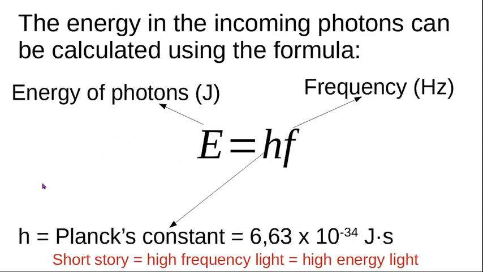So when we do things, obviously this is physics, we need to be able to do calculations. So we use this formula, E equals hf, okay, and this E is the energy of the incoming photons in the light. It is equal to Planck's constant, which you will find on your data sheet, times the frequency of the light. So the short story is the energy is proportional to the frequency. Okay, so if you have a high frequency light, you have a high energy light. If you have a low frequency light, you have a low energy light.